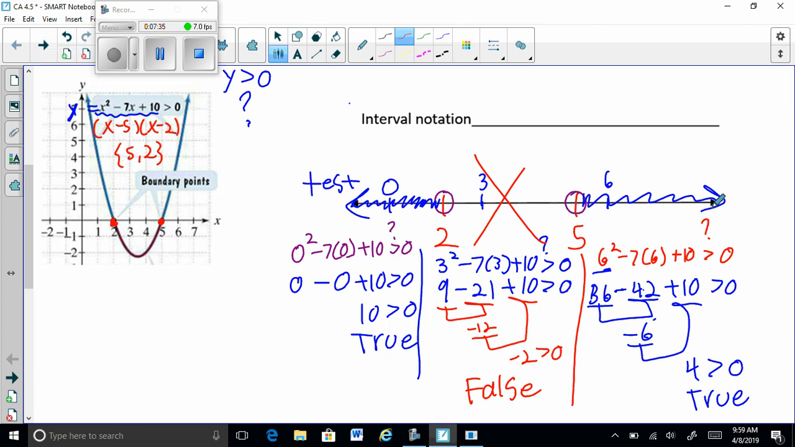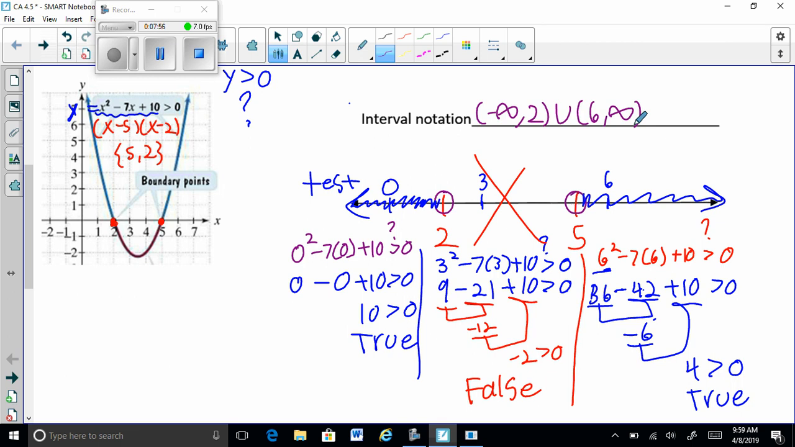Now we need to convert this into our interval notation. That first interval is going to be from negative infinity to 2, but not including 2, union, then from here we're going to go from 6 to infinity. And that's our answer right there.